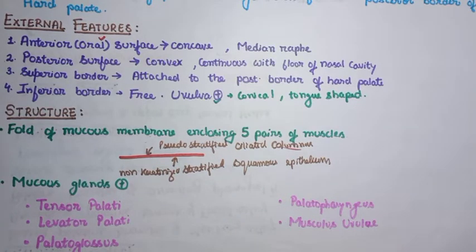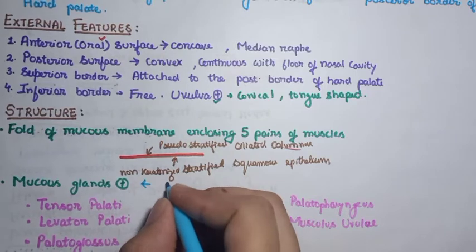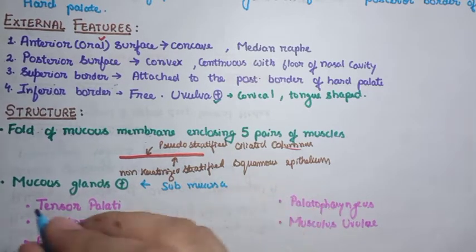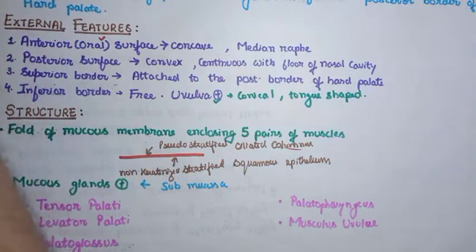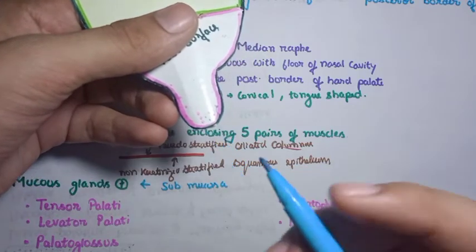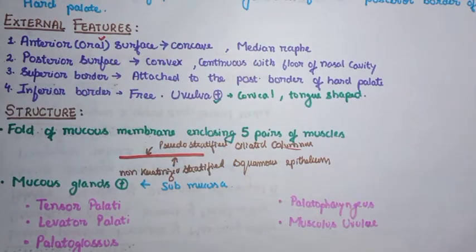Another point that you must know in the case of the soft palate structure is that mucous glands are present. Mucous glands will obviously be present in the submucosa. So in the submucosa, we have the mucous glands, especially around the uvula. If you see here, look at the uvula, I made mini dotted structures. These signify the mucous glands which are present in the submucosa.